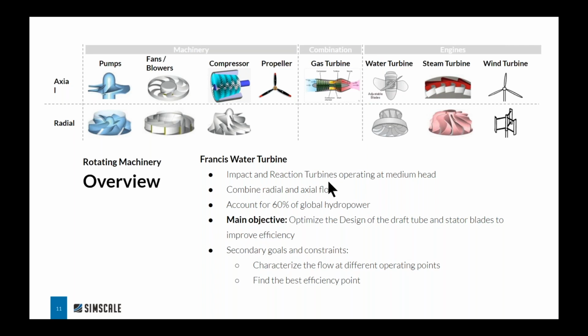Now, Francis water turbines are a good example because they account for a significant amount of the global hydropower output. So any gains or any improvements that we can make in the efficiency has a significant impact downstream. So our objective today is to look at the design of a Francis water turbine, characterize its performance, and identify areas where we can improve its efficiency.